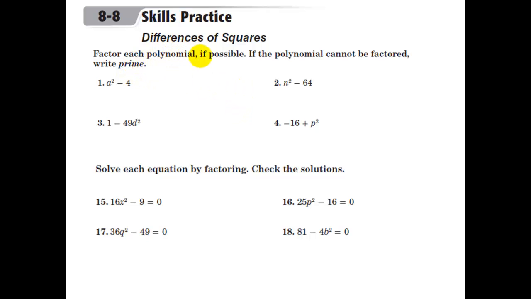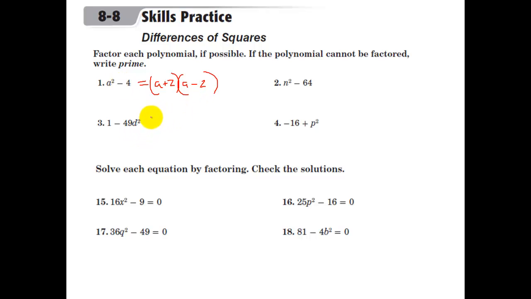Factor each polynomial. If it's prime, which means you can't use integer factors, then don't do it. So this is a perfect square. We've got a times a, and this is a perfect square. We've got 2 times 2, and the rule is that one is positive and the other is negative. That way the middle terms completely cancel out.